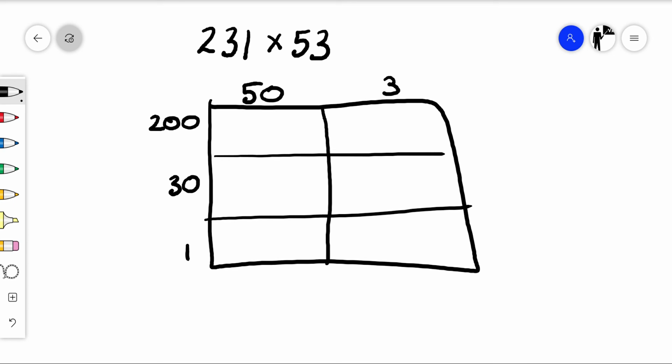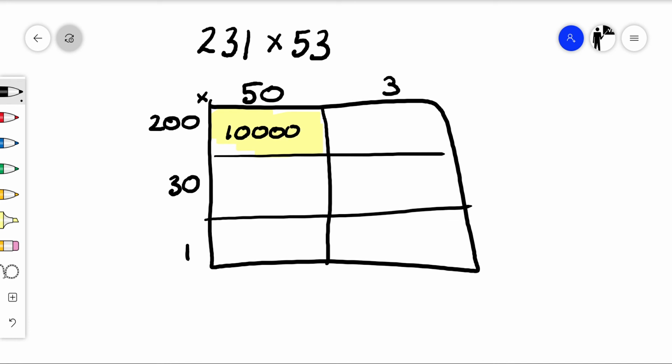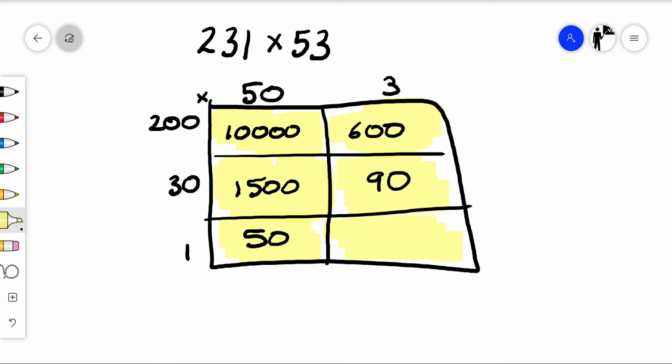Okay, and we can work out the areas or the value that goes into each of these cells. For this one, I'm going to do 200 times 50. So that's going to be 10,000. Then I'm going to do 200 times 3, which is 600. I'm going to do 30 times 50. 30 times 50 is 1,500. 30 times 3 is 90. 1 times 50, or 50 times 1. And then 1 times 3, which is 3.